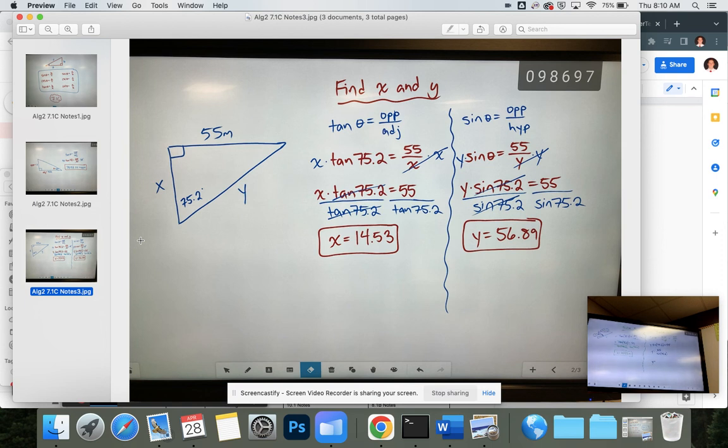Anybody come up with an answer? 56.89. What would be the label on that? Meters. M stands for meters.